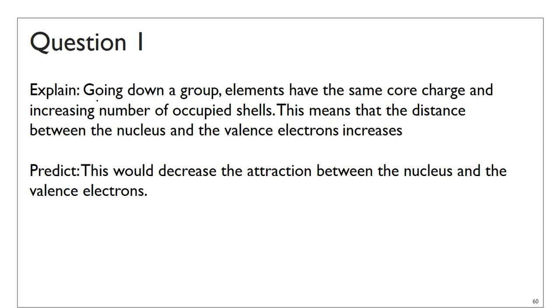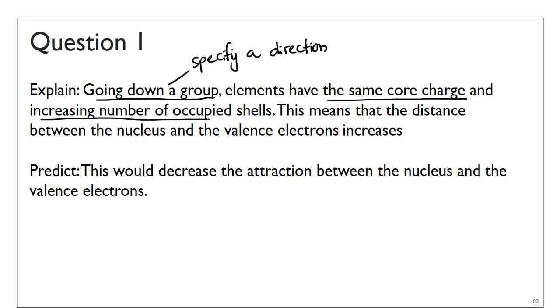Make sure you specify a direction. And make sure elements have the same core charge. So I have mentioned core charge, and I've also talked about the number of occupied shells, and then the actual reason why there is a change in the attraction. So that would be my explanation. It seems like a lot, but this wouldn't give you more than maybe 1 mark and maybe 2 at most.